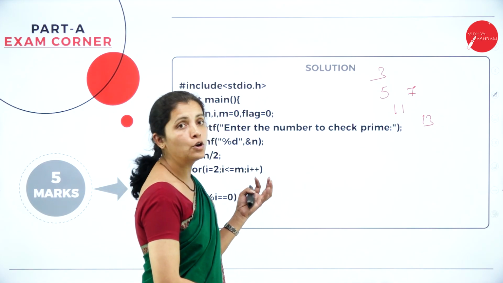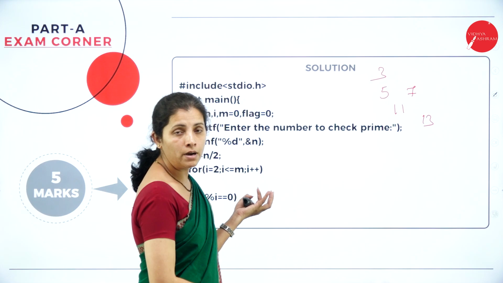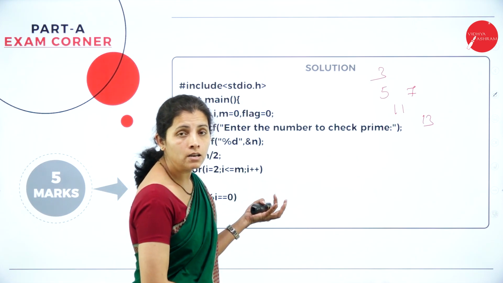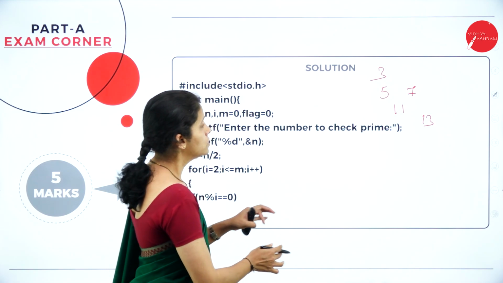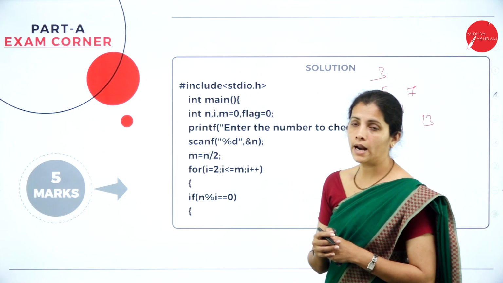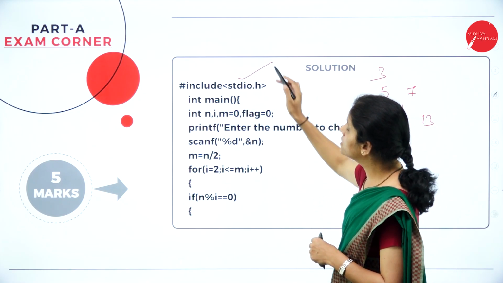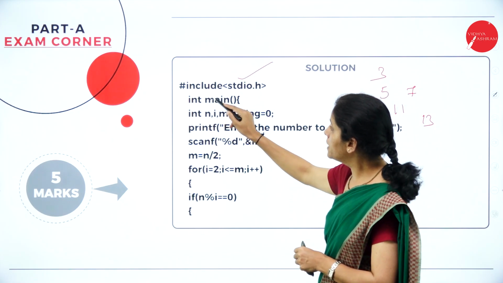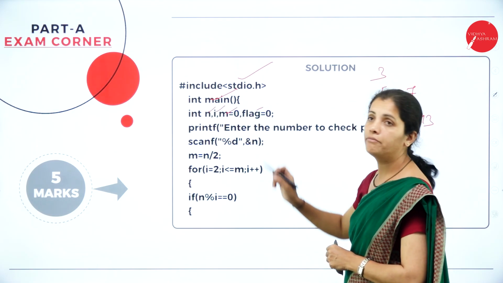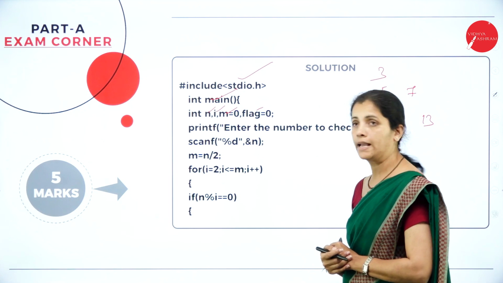Then what about a non-prime number? The number which is divisible by other numbers. For this, I want to write the program. So I'll start with the header file, then the main program. I have n, i, m and flag. So I'm going to set the flag.